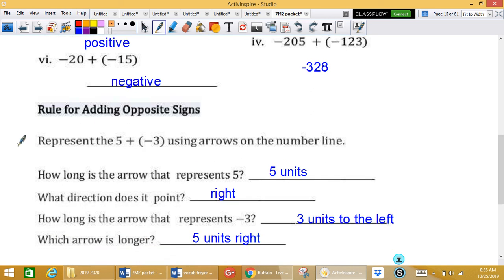The rules for adding opposite signs. Represent 5 plus -3 using arrows on a number line. How long would the arrow that represents 5 be? It'd be 5 units to the right. How long is the arrow that represents -3? It'd be 3 units to the left. Which arrow is longer? 5 units to the right.